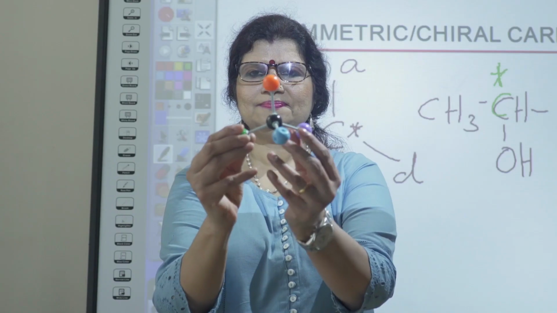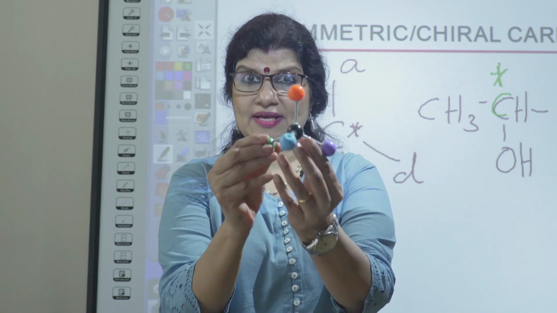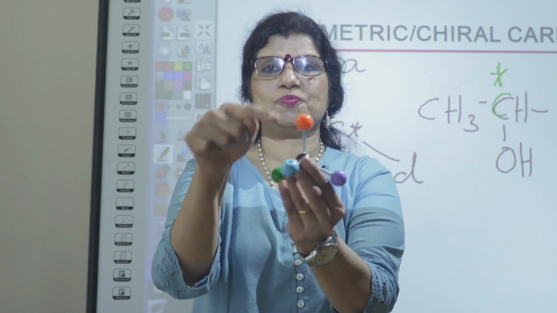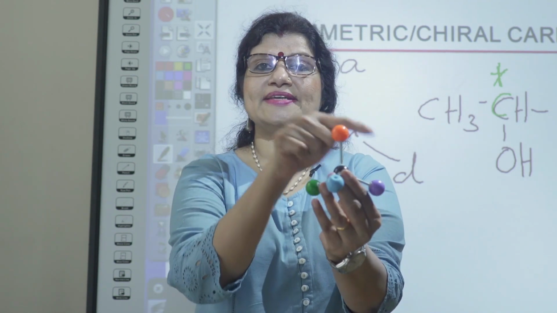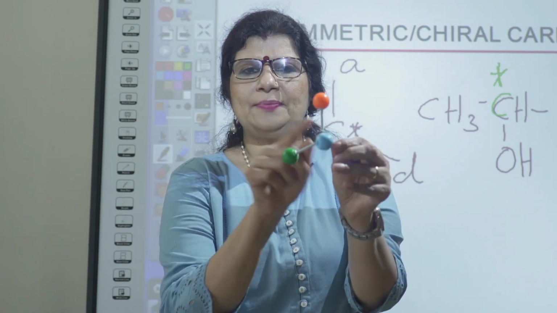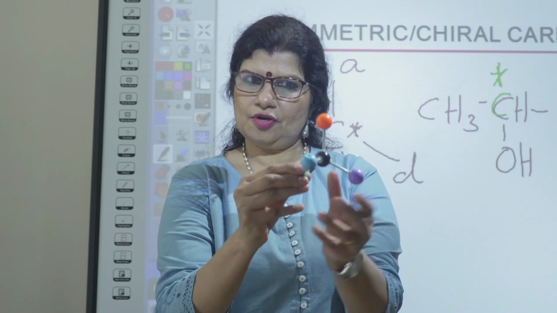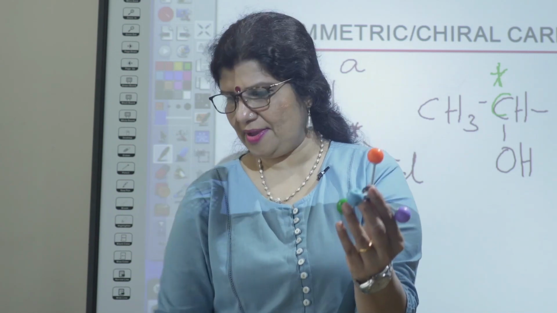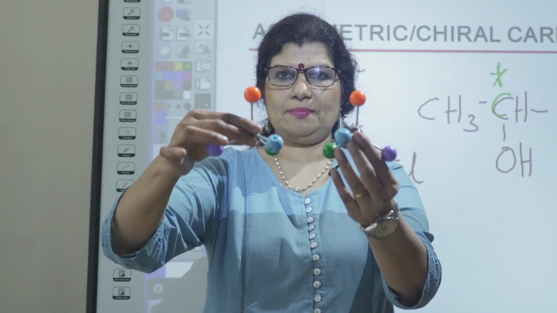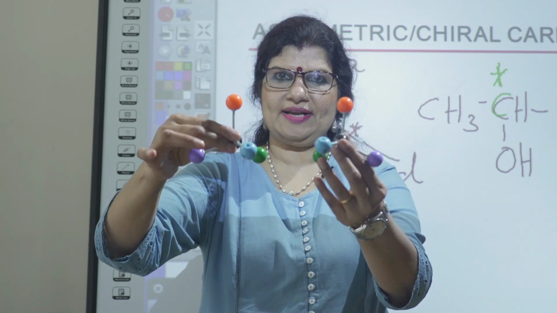Look at this. The black one at the center, the central carbon atom or the asymmetric carbon atom, is bonded to 4 different groups. The 4 different groups are represented by 4 different colors. Okay, so this is representing a chiral carbon or an asymmetric carbon. Alright, let's construct its mirror image. So here I have the mirror image. Look at the mirror image. Okay, so these two are mirror images of one another.